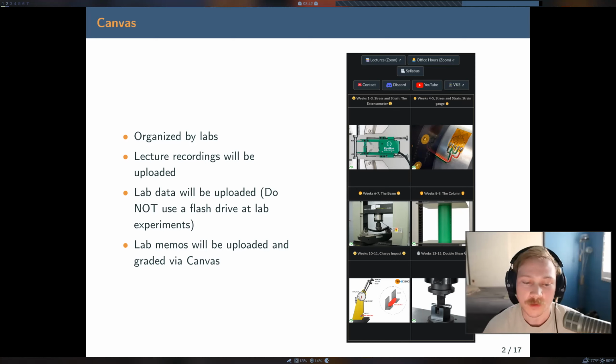Lab data is also going to be uploaded on Canvas. Here I say do not use a flash drive once we actually get to the lab. I know, of course, that's logical. You would want to use a flash drive once you collect your data. But the lab technician really doesn't like that. So basically I will use my own flash drive. I'll go around to each of the workstations in the lab, get the data that you collected, and then upload that to Canvas within the hour. So we've got to do it like that.